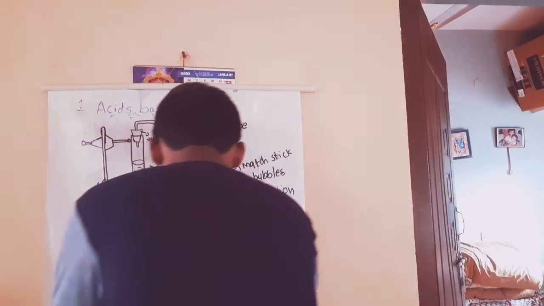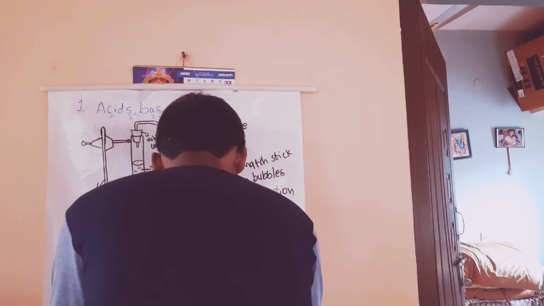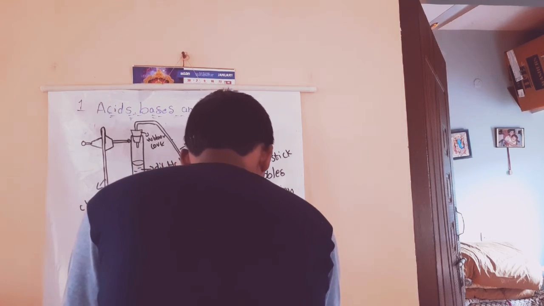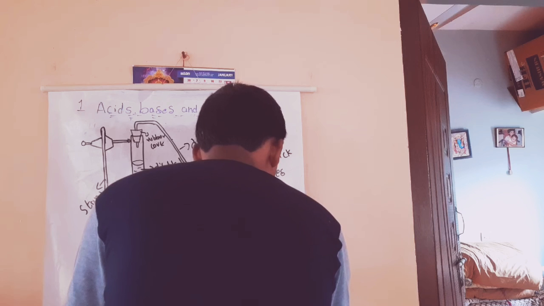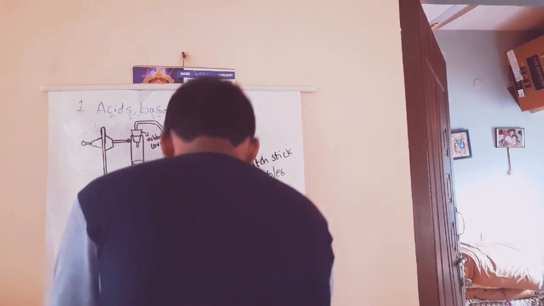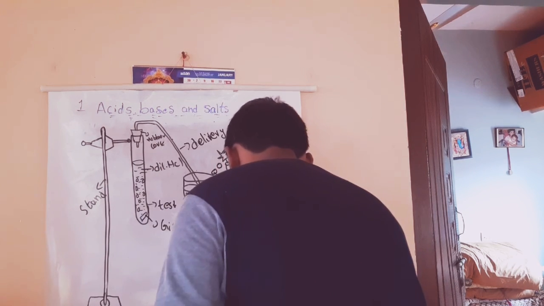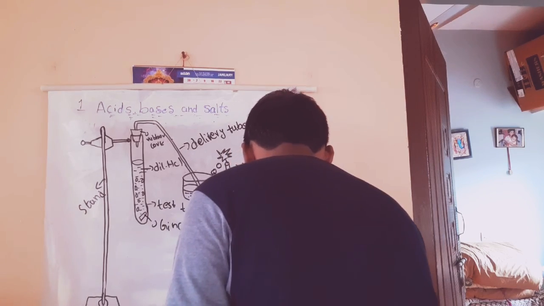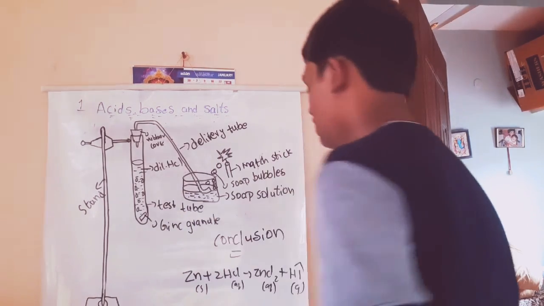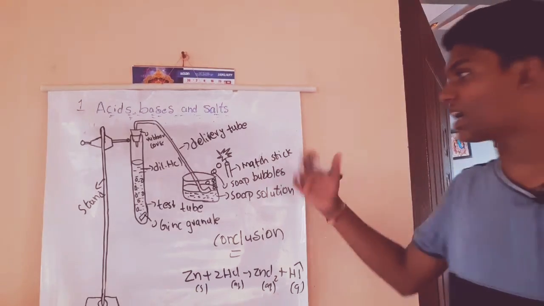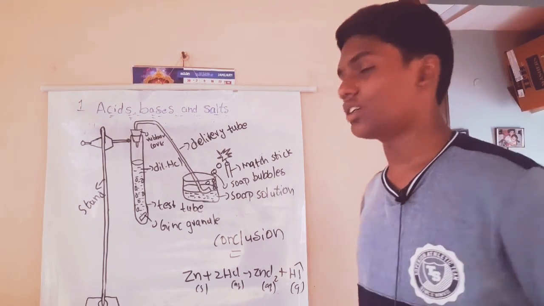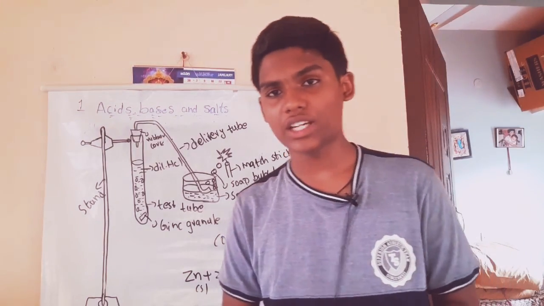Let us write the equation. Zn plus 2HCl forms ZnCl2 plus hydrogen gas. Zn is solid, HCl is an aqueous solution, ZnCl2 is also an aqueous solution, and H2 is a gas. This is the total process that occurs in this activity. Okay, hope you understand this activity.